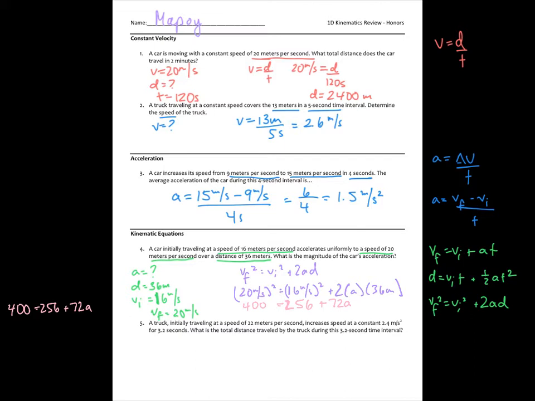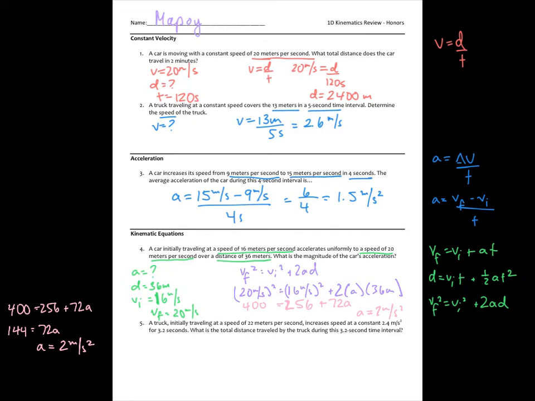You should get 144 equals 72a. Divide both sides by 72 and you get that a is equal to 2 meters per second squared for that question. Alright, that wasn't bad. Now number 5.